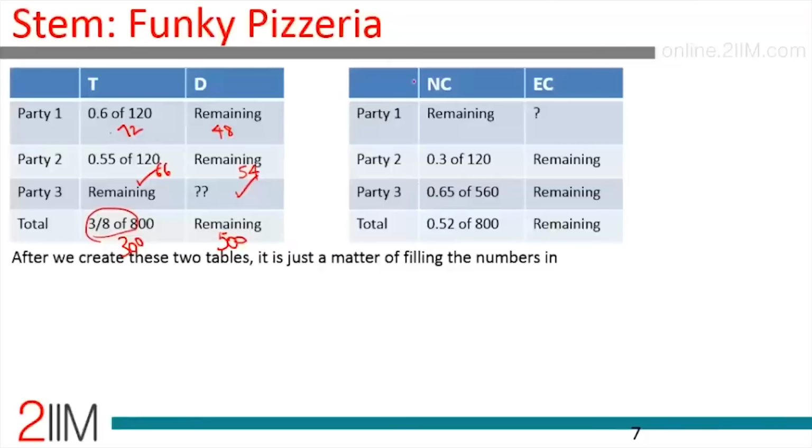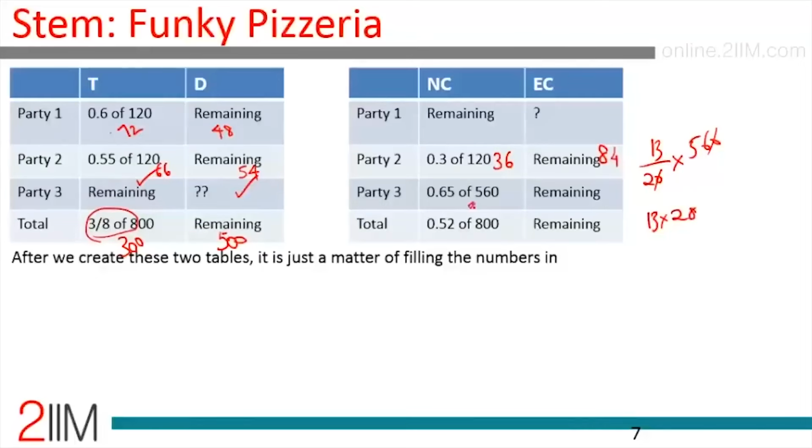This side, normal cheese and extra cheese. We know this is 0.3 of 120, which is 0.3 times 120, 36. 3 by 10 into 120, 36. Remaining is 120 minus 36, 84. 0.65 of 560, that's tougher to find out. So that's 13 by 20 into 560, or 13 into 28, whatever that turns out to be.